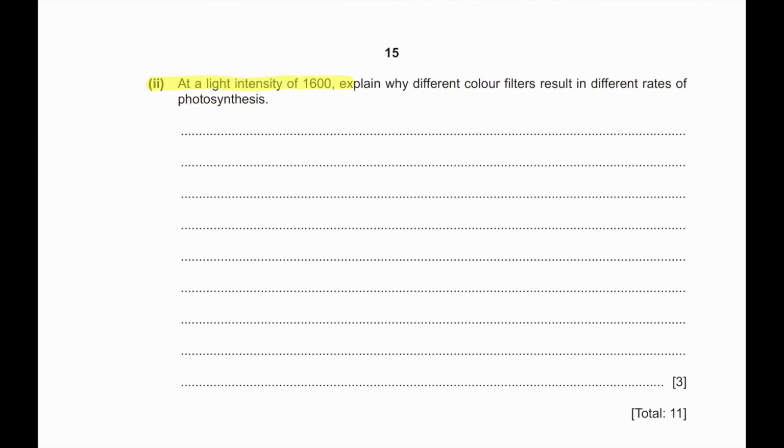At a light intensity of 1600, explain why different colored filters result in different rates of photosynthesis. Different wavelengths of light are absorbed by different pigments. Red light is absorbed the most. Green light is absorbed less. The more light absorbed, the greater the photophosphorylation that can occur.